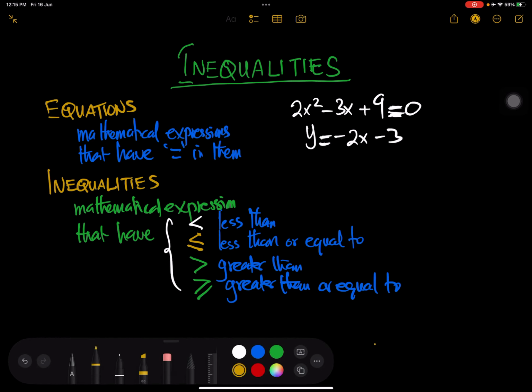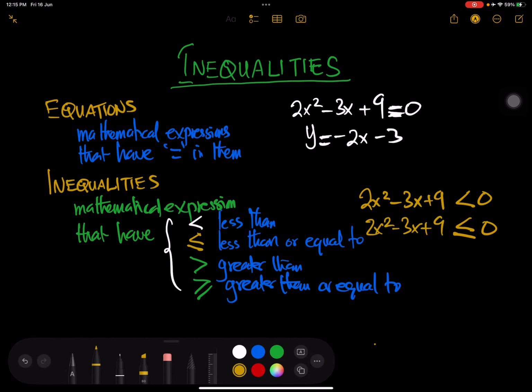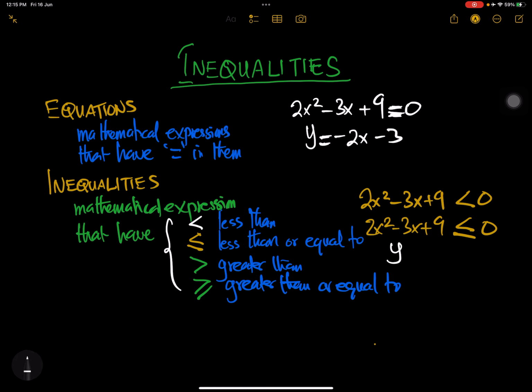However, with inequalities, we can have 2x squared minus 3x plus 9, but rather you can have a sign like less than 0. Or it could be the same 2x squared minus 3x plus 9 is less than or equal to 0. Or we can have y is greater than negative 2x minus 3, or y is greater than or equal to negative 2x minus 3.